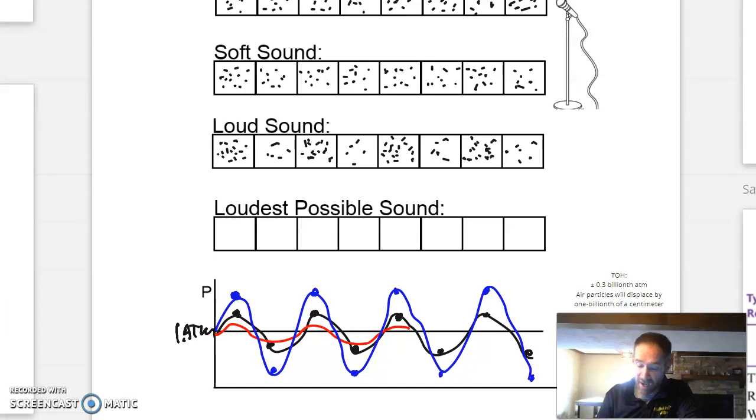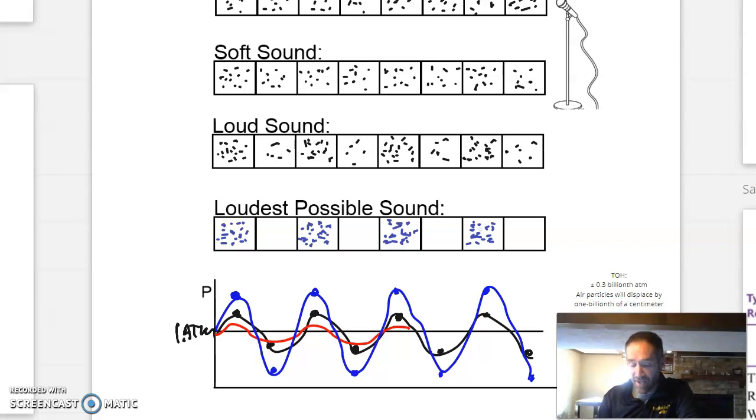Well, 1 atmosphere. I could have all the molecules, 1, 2, 3, 4, 5, 6, 7, 8, 9, 10, 11, 12, 13, 14, 15, 16, 17, 18, 19, 20, and none. And then all, 1, 2, 3, 4, 5, 6, 7, 8, 9, 10, 11, 12, 13, 14, 15, 16, 17, 18, 19, 20, and none. 7, 8, 9, 10, 11, 12, 13, 14, 15, 16, 17, 18, 19, 20.